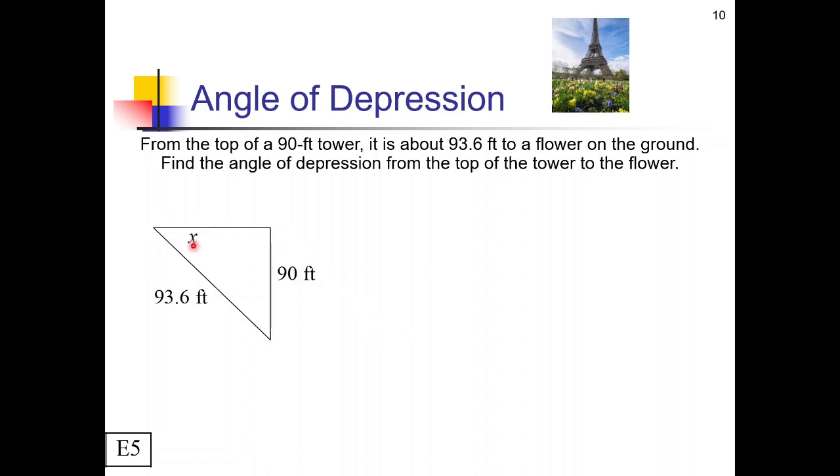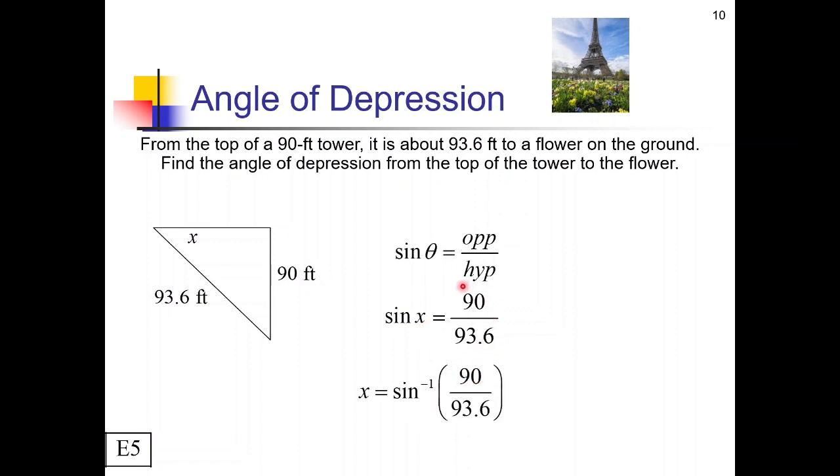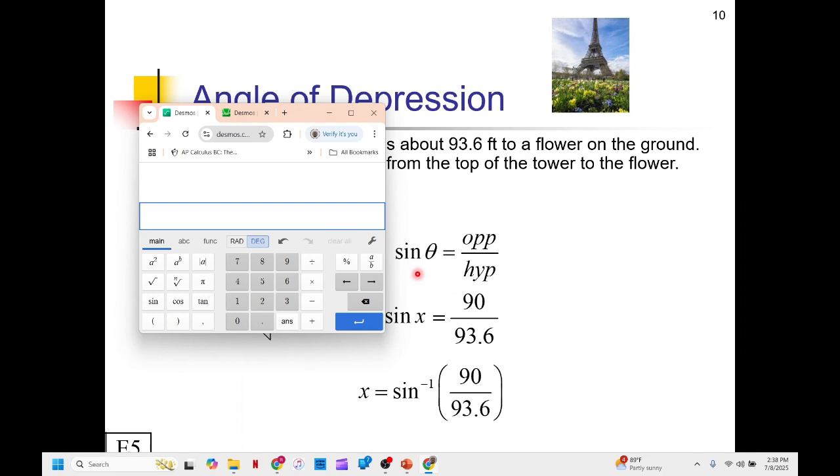Now, in order to get x, what sides do I have? I've got the opposite side 90 and the hypotenuse 93.6. So opposite hypotenuse, that's SOH out of SOHCAHTOA. So I'm using my sine function. I've got the sine of x equaling opposite side 90 over hypotenuse 93.6. I'm looking for an angle, so I need to take the sine inverse of both sides to get x alone. So sine inverse of 90 over 93.6. Let's plug that in. Sine inverse of 90 divided by 93.6 comes out to about 74.1 degrees.